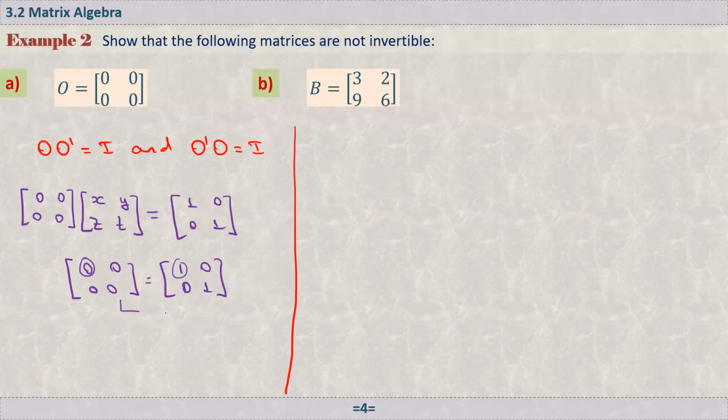So that means that these two matrices are not equal to each other. So that means that such a matrix does not exist. We cannot find this. We don't even have to check the second condition here, right? So we have proved that actually this zero matrix is not invertible.